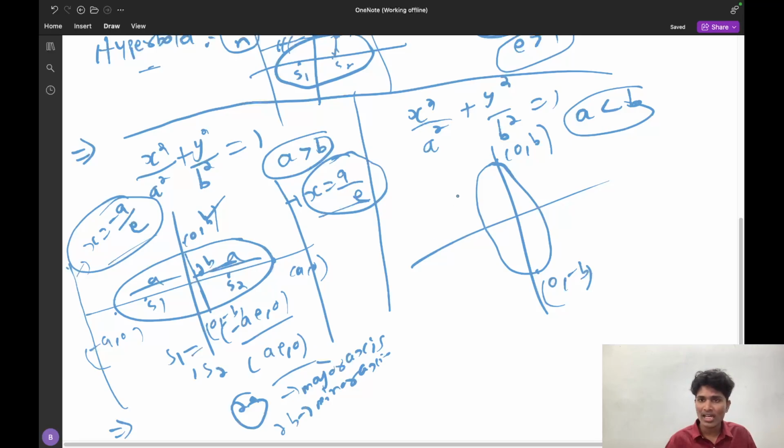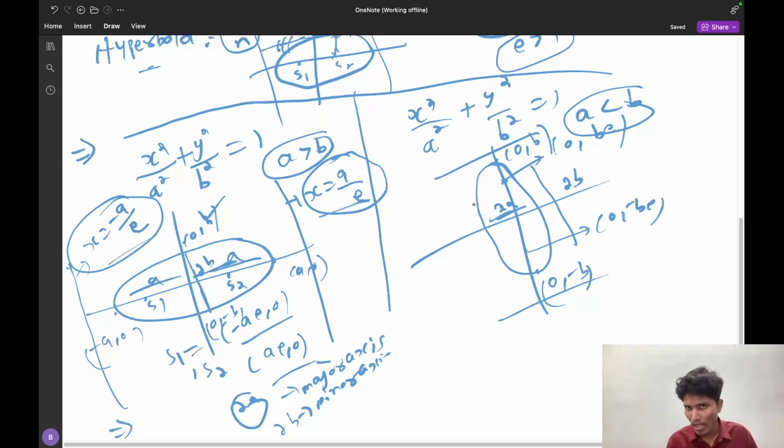But here the scene will be reversed. The length is 2a, and this length is 2b. This entire length is 2b. And these are the directrix equations. What are the focus equations? 0 comma c and 0 comma minus c are the focus points. And what is the directrix equation? It is x equal to a by e, and here the directrix equation is y equal to b by e and y equal to minus b by e.